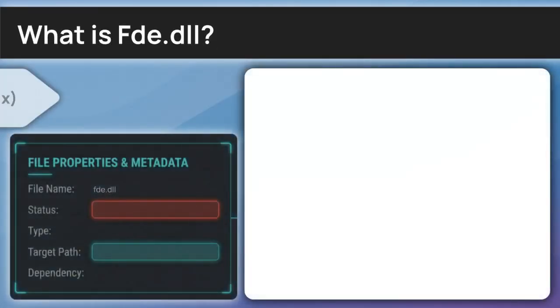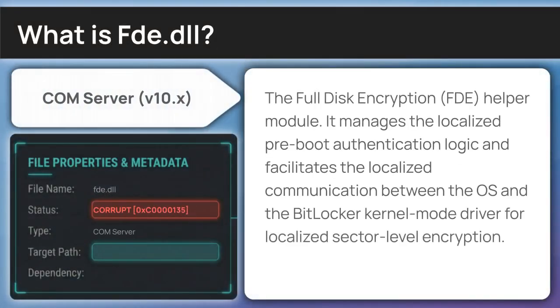This is the Fde library, the full disk encryption Fde helper module. It manages the localized pre-boot authentication logic and facilitates the localized communication between the OS and the BitLocker kernel-mode driver for localized sector-level encryption. Knowing the file's purpose is helpful, but now we need to physically restore it.